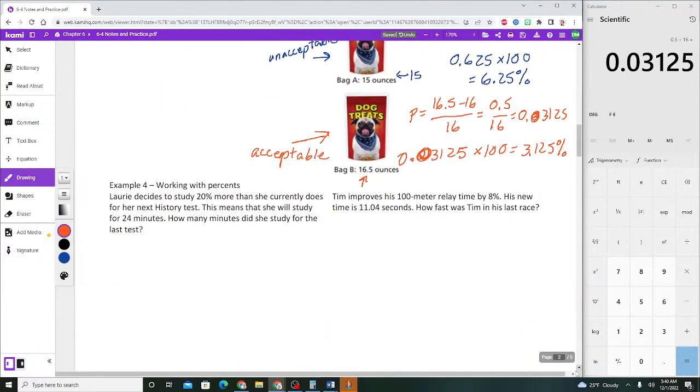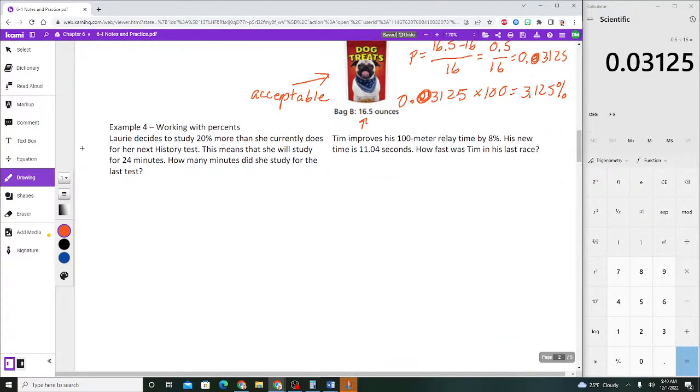Last two problems here are to help you understand how we can use a percent of increase or decrease once we know it. Lori decides to study 20% more than she currently does for her history test. This means she will study for 24 minutes. How many minutes did she study for the last test? Okay, so she's studying 20% more than she currently does. So her current studying is 100%. So she's adding 20% to that to get 120%.